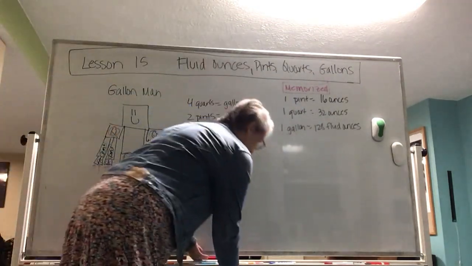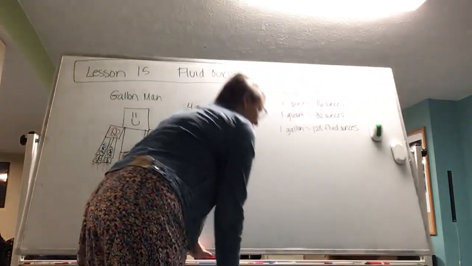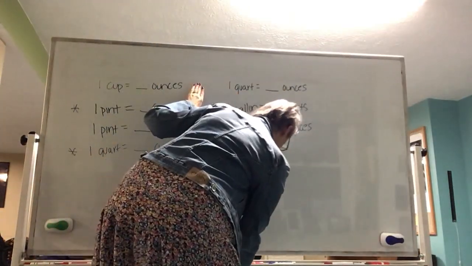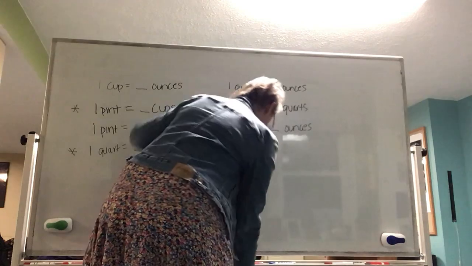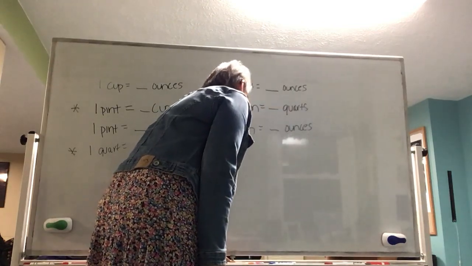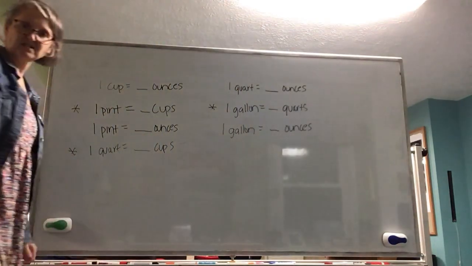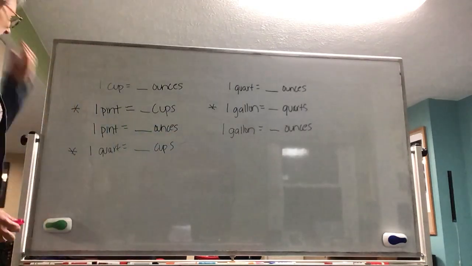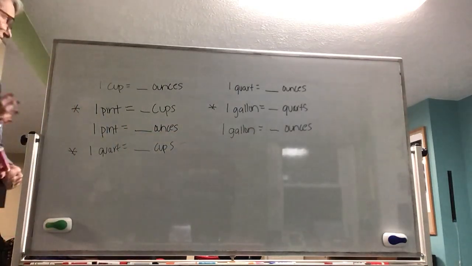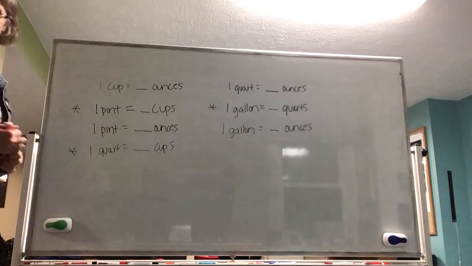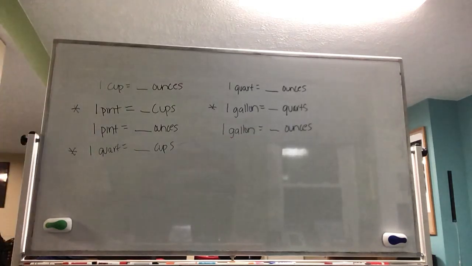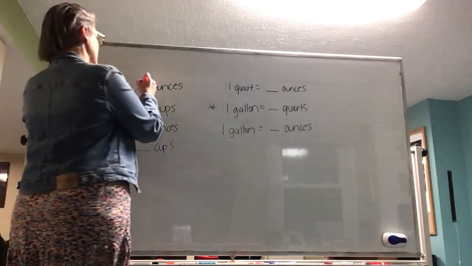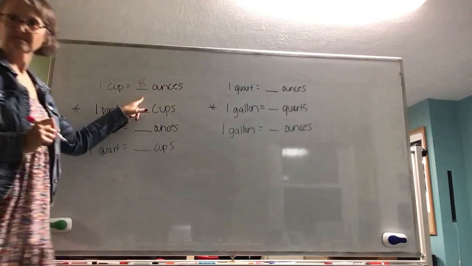Now I'm going to flip the board around. We've got some problems we're going to do together. The problems that I have starred, you can use Gallon Man to figure out. The ones that don't have a star, we're going to use the idea that 1 cup is 8 ounces. Oh, look at that, I just gave you the very first answer. 1 cup is 8 ounces.